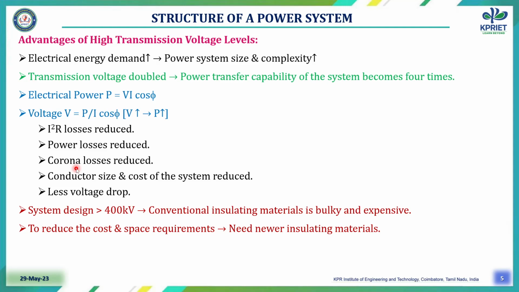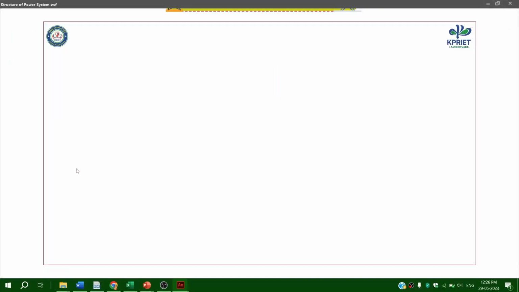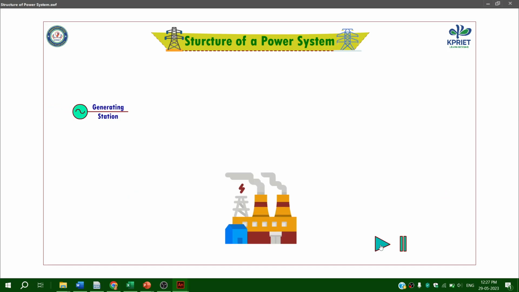Let us see how the same structure operates through the animation. This is the structure of the power system. The power plant is the first point of the power system. Then a transformer is connected. The transmission is taken care of by the steel towers connected to the transformer. At each and every stage, the transformer plays a vital role to increase or decrease the voltage level, connected to the distributor. Then we get the power from the distribution for each and every home.